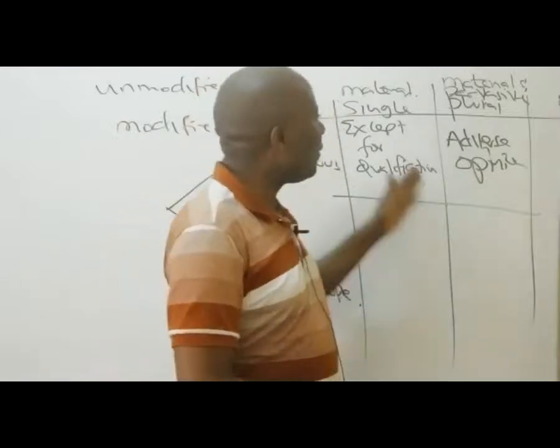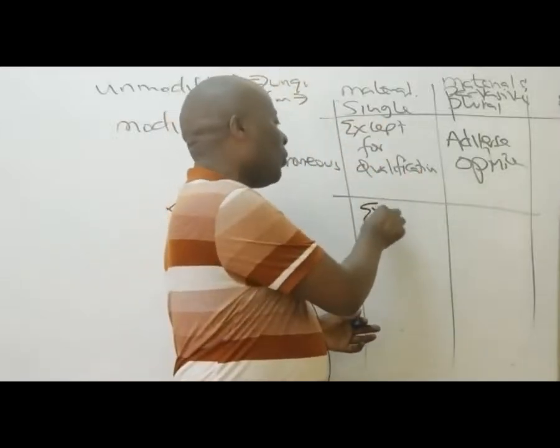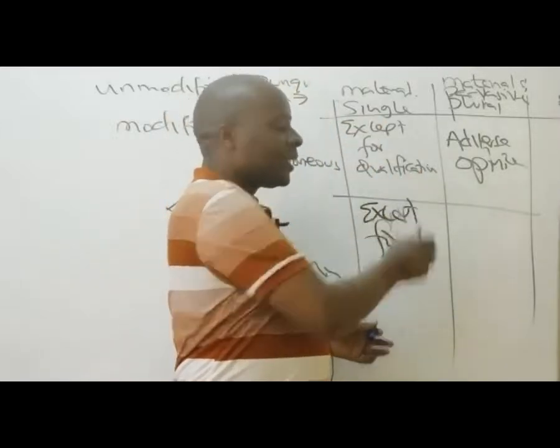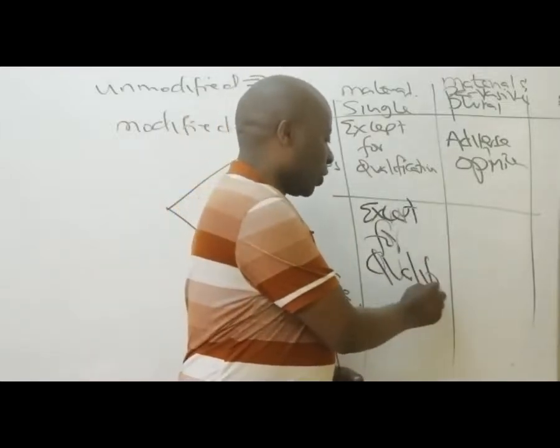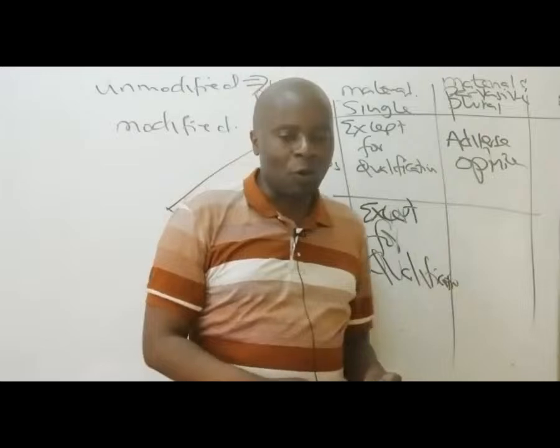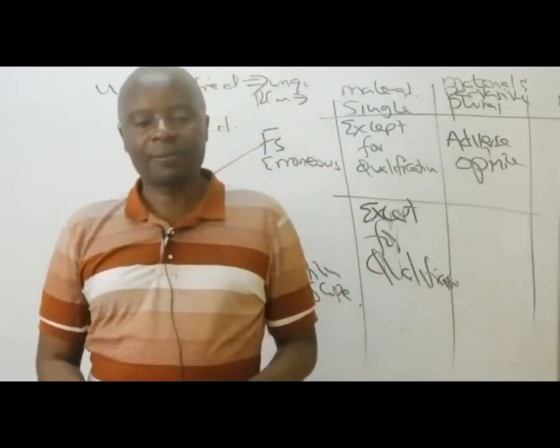So again here, if it's a single item, it's an except for qualification. If it's a single item, it's an except for qualification.